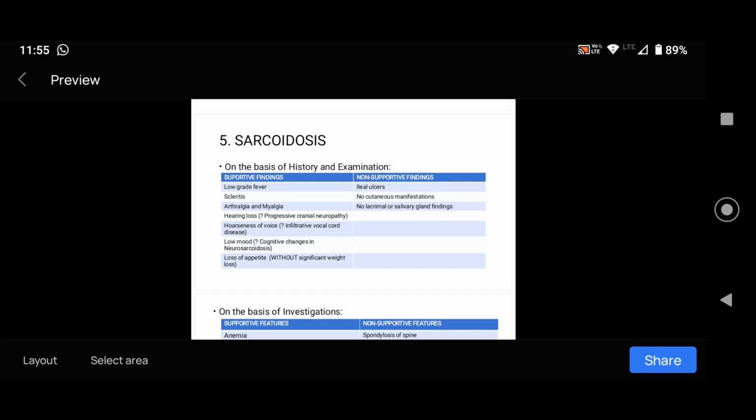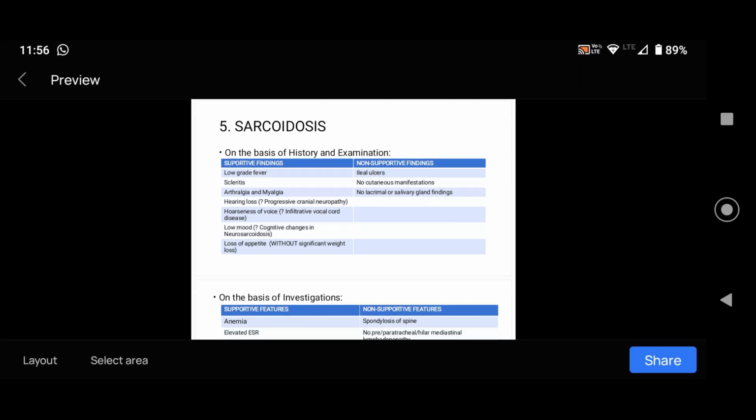And ma'am, this patient has hearing loss. We don't know. Probably it is because of multiple cranial neuropathy in this patient. The hoarseness of voice, we thought probably it could be because of the infiltrative vocal cord disease. Low mood, we thought probably if we could have asked further, if he is having some cognitive changes, it could have gone in favor of neurosarcoidosis. And we have seen that, ma'am, loss of appetite without weight loss has been mentioned in some places to be very peculiar to be seen with sarcoidosis. Some people, they do have loss of appetite, but they don't have significant weight loss. So, ma'am, the generalized ill-being of the patient is much more than actual signs of the patient.